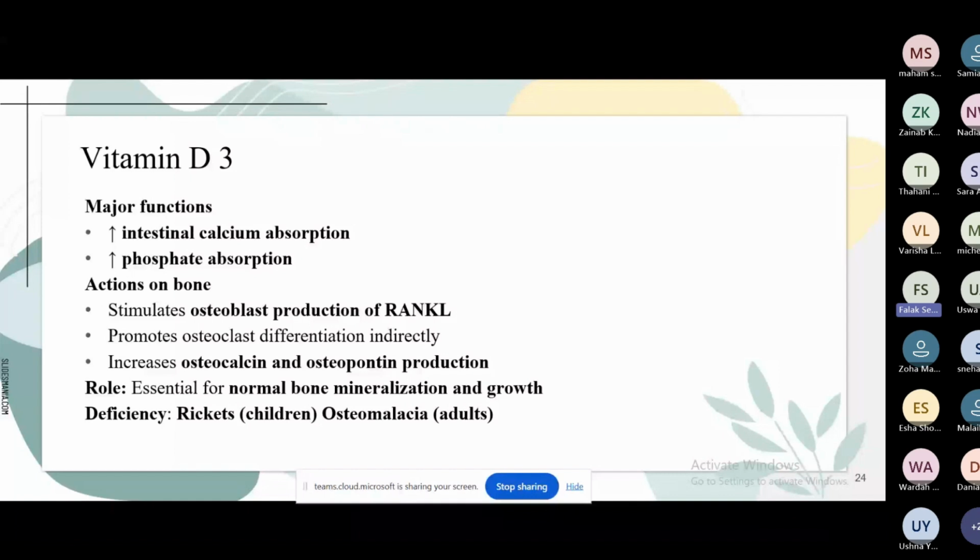If the vitamin D is deficient, you all know it will lead to rickets in the children and osteomalacia in the adult.